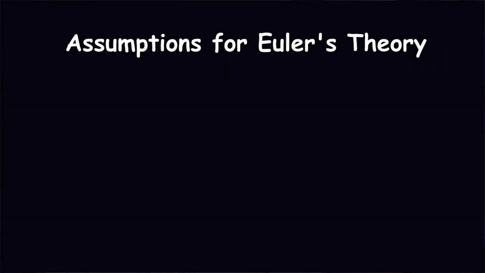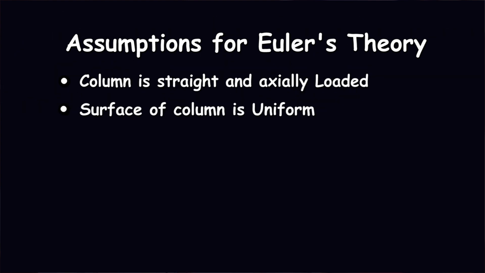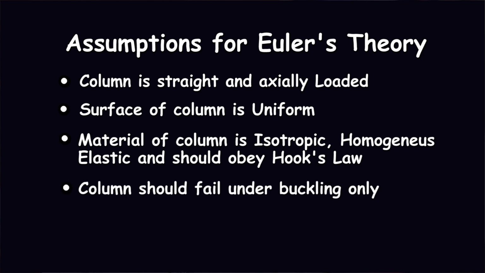There are several assumptions made under Euler theory. These assumptions are: the column should be perfectly straight and axially loaded. The surface of the column should be perfectly uniform. The material of the column is isotropic, homogeneous, perfectly elastic and should obey Hooke's law. And the last one is the column should fail under buckling only.